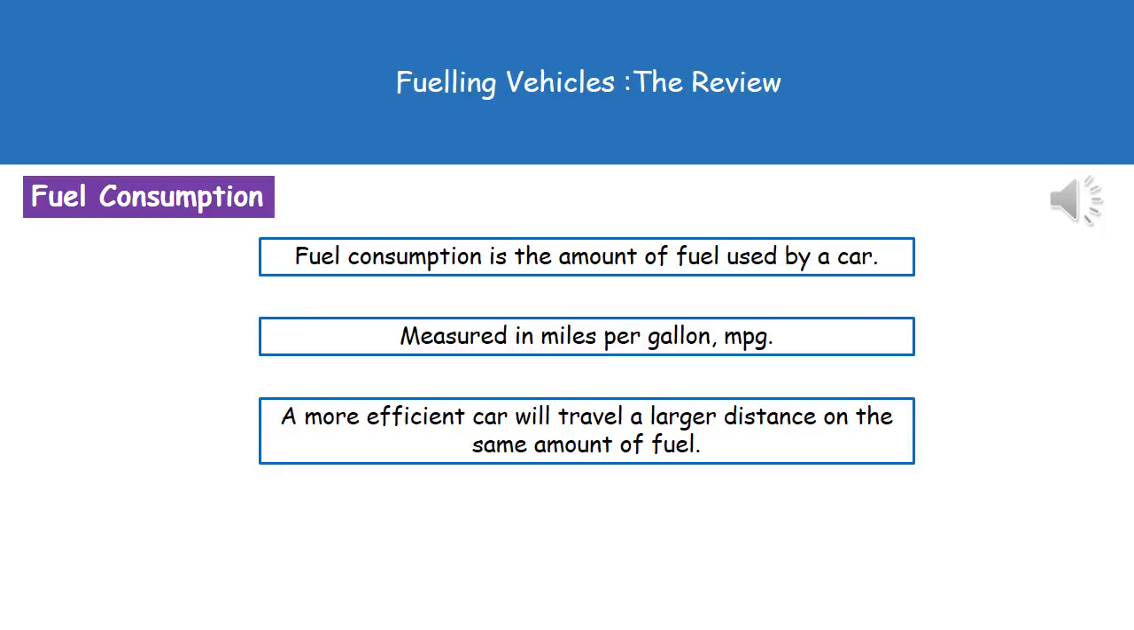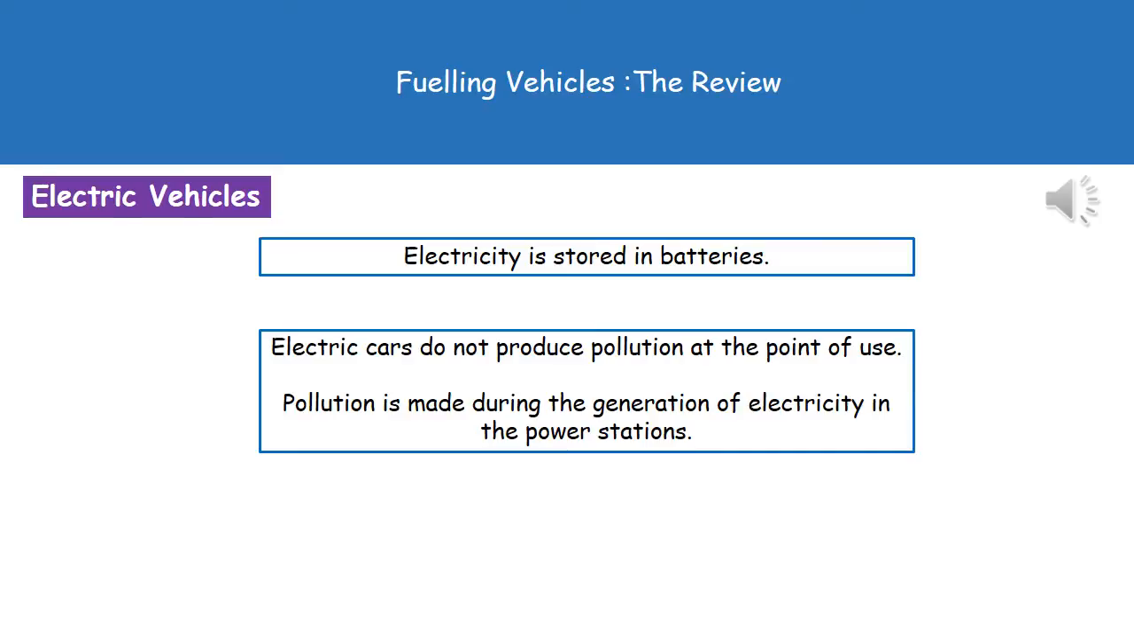Another alternative in terms of our cars is using an electric vehicle. Now, what we find there is that with your electric car, you plug it into the mains, and then the mains electricity is stored in batteries in the vehicle itself. Now, one thing to note is that these electric cars don't produce any pollution at what's called the point of use, i.e. when you're driving the car. However, they will be making pollution during the electricity generation process, because electricity is generated in power stations, and the vast majority of power stations in use in the UK today are still fossil fuel burning power stations.